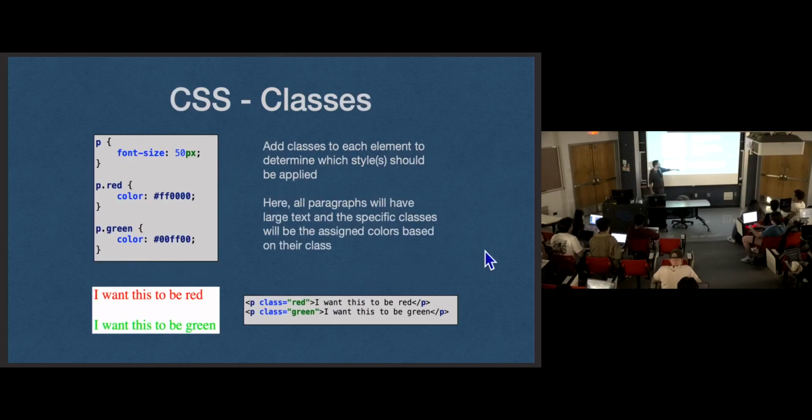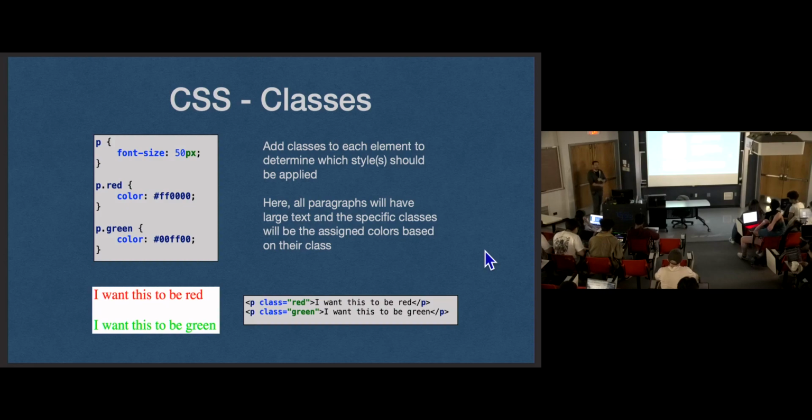We'll add classes as attributes to the HTML elements, and now we can change the properties of those specific elements with that class in our CSS file. So now if I have a paragraph with the class red, it's going to be red text. If I have a paragraph with the class green, it's going to be green text, and I get what I want here. So this gives us more flexibility by using classes, and this is usually how CSS is used.